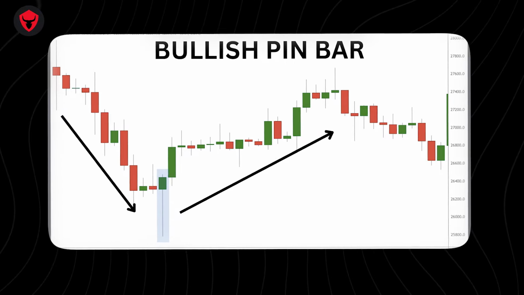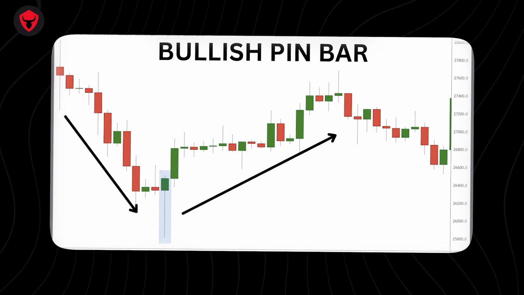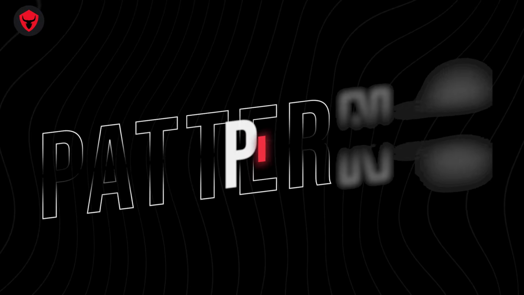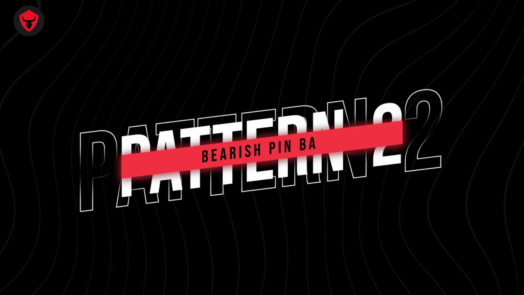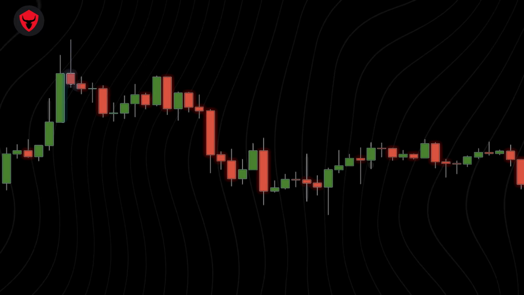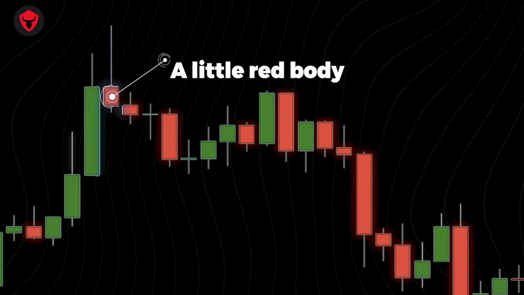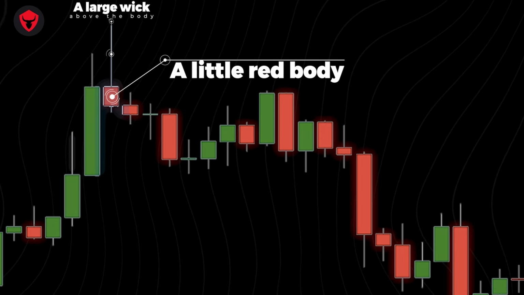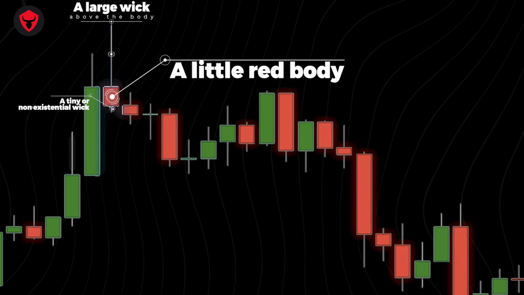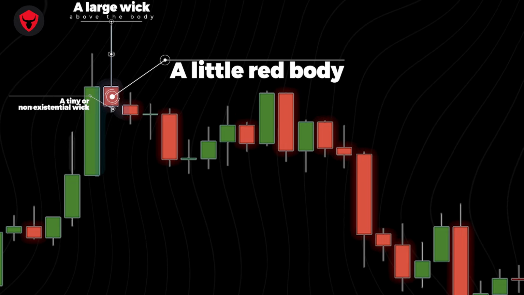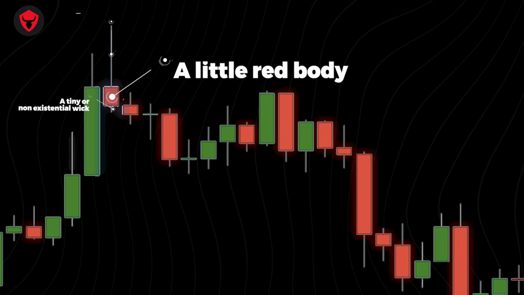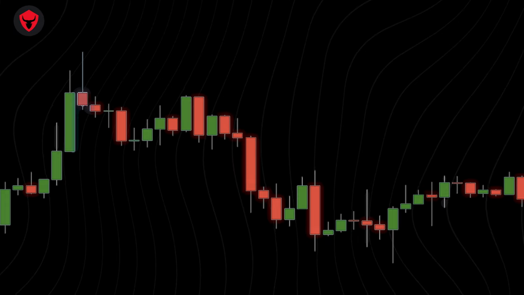We can set our stop loss below the pin bar and aim for the following resistance level. Pattern 2. Bearish pin bar. The bearish pin bar is the inverse of a bullish pin bar. It is a red candle with a little body, a large wick above it, and a tiny or non-existent wick underneath it. This pattern implies a potential downward reversal.